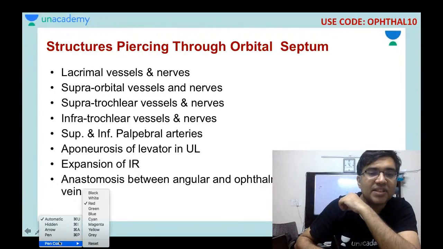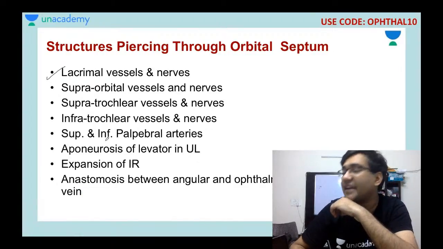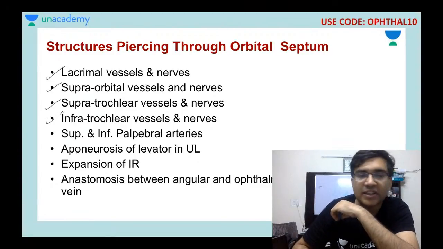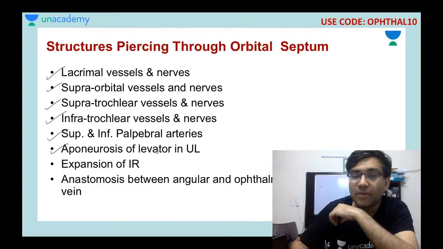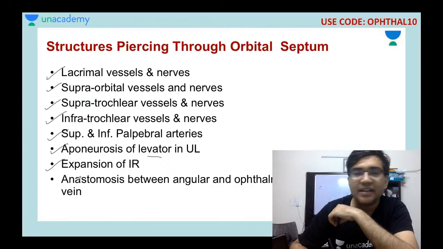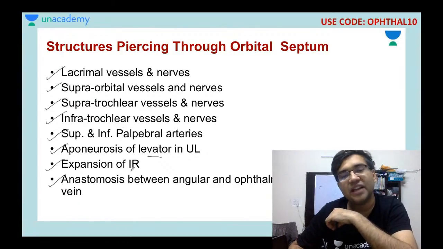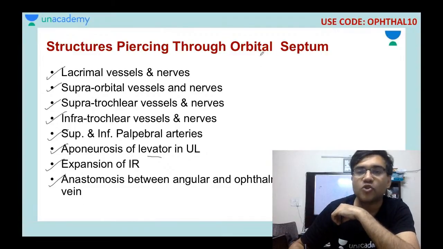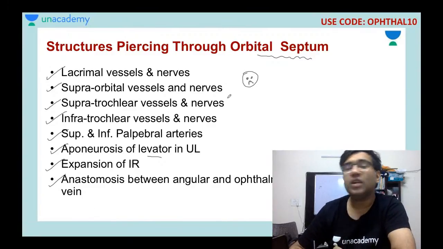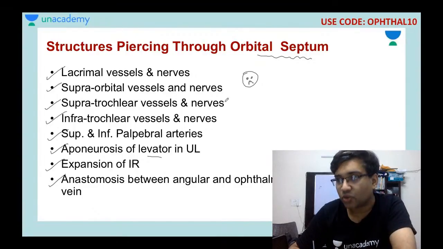As the name suggests, you can have the lacrimal vessels and lacrimal nerves. You can have supraorbital vessels and supraorbital nerves, supratrochlear vessels and infratrochlear vessels, superior and inferior palpebral arteries, the aponeurosis of the levator palpebrae superioris in the upper lid, and the expansion of the inferior rectus. Then we can have the anastomosis between the angular and ophthalmic vein that also passes through the orbital septum. These are the things which unfortunately you just have to cram, because they can ask which of the structures is not passing through the orbital septum.